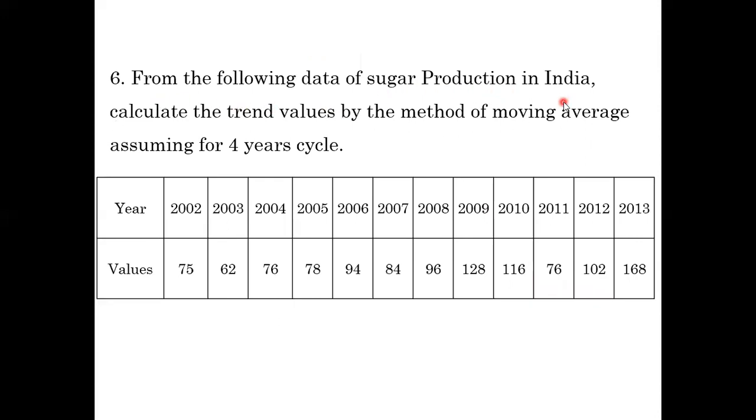See here. From the following data of sugar production in India, calculate the trend values by the method of moving average, assuming 4-year cycle. So, how many number of moving average we have to find out here? 4 years cycle. See, year 2002 to 2013 are given. The values they are given: 75, 62, 76, 78, 94, 84, 96, 128, 116, 76, 102, 168. Okay, like this they are given the values here.